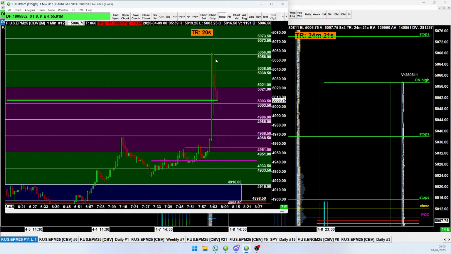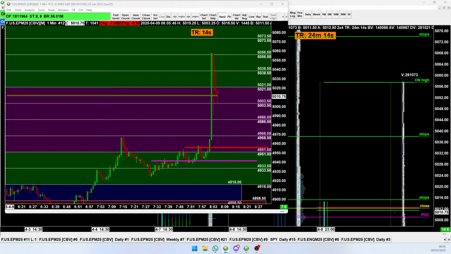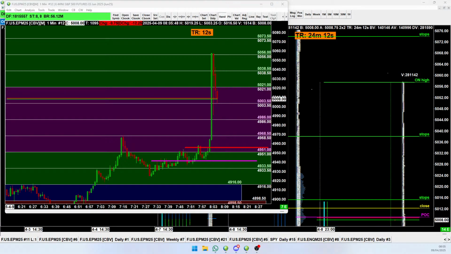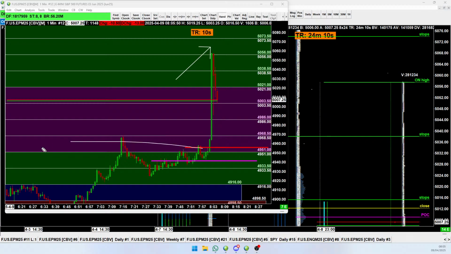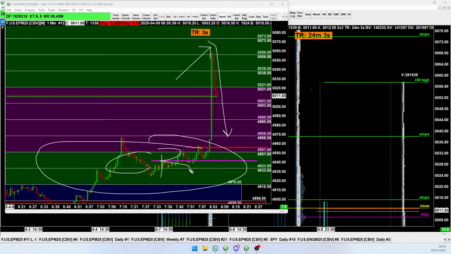This is the pump. Now this is the dump. So now we're going to take the cheap stuff that we've got here, and we're going to sell it back down to where we bought it. Cost basis.